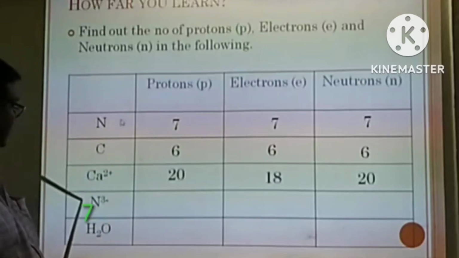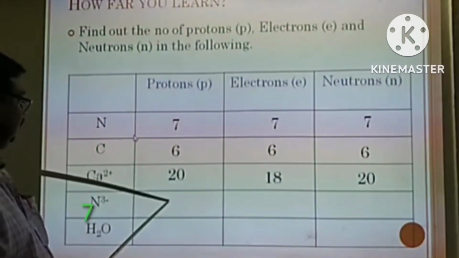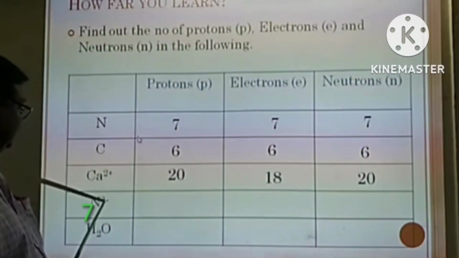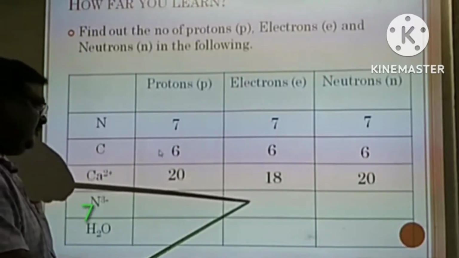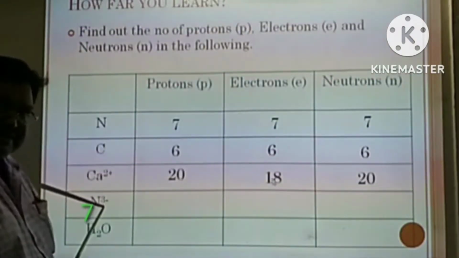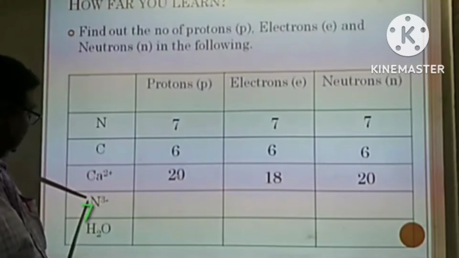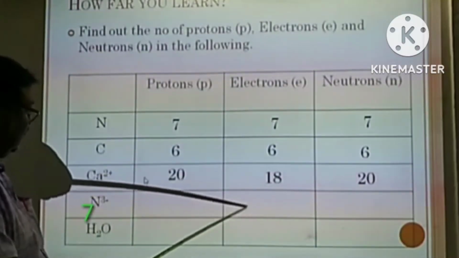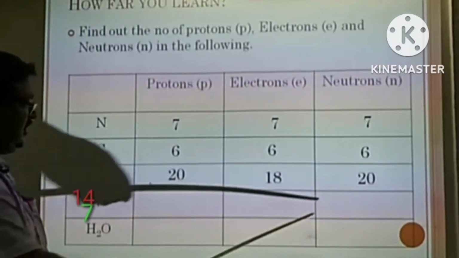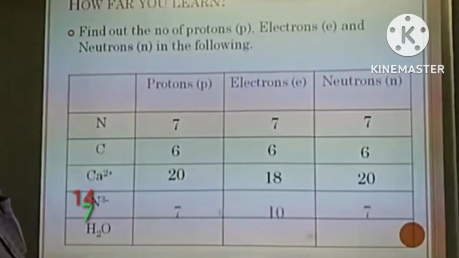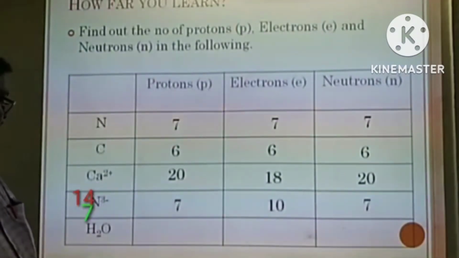नाइट्रोजन, एटॉमिक नंबर 7, इसका प्रोटॉन 7 होगा. अगर ये 0 होता तो फिर इलेक्ट्रॉन भी 7 होता, लेकिन 3 माइनस है, मतलब 3 एक्स्ट्रा इलेक्ट्रॉन है, तो 7 plus 3, 10 हो गया यहाँ, और 14 minus 7, यहाँ 7 आ गया. So 7, 10 and 7.